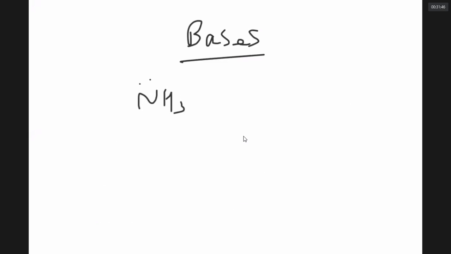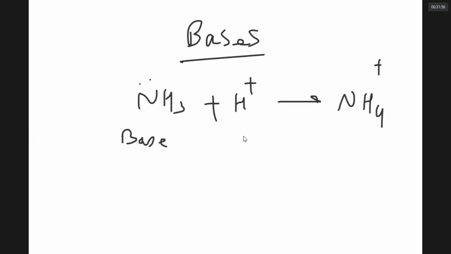Now, bases. A base is one, as you are saying, anybody who gives H plus is an acid. Anybody who takes H plus, who gains H plus, who can take H plus is a base. This concept, which says an acid is one which gives H plus and a base is one which takes H plus, is called the proton concept or Lowry-Bronsted concept. So a base is one which takes H plus.